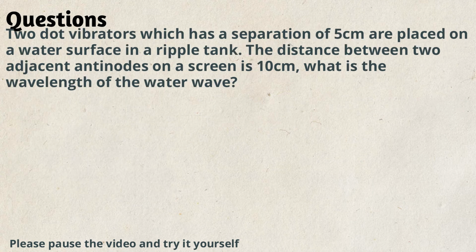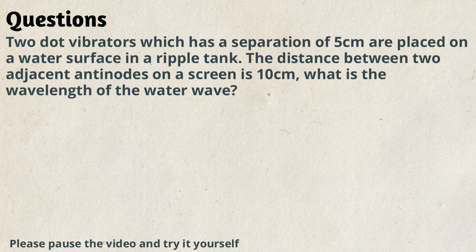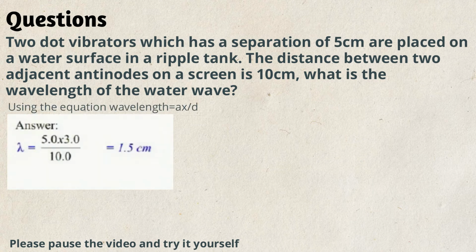Next question. 2 dipper vibrators, which have a separation of 5 centimeters, are placed on a water surface in a ripple tank. The distance between 2 adjacent antinodes on a screen is 10 centimeters. What is the wavelength of the water wave? Please pause the video and try it yourself. The wavelength is equal to 5 times 3 over 10, which gives us 1.5 centimeters.